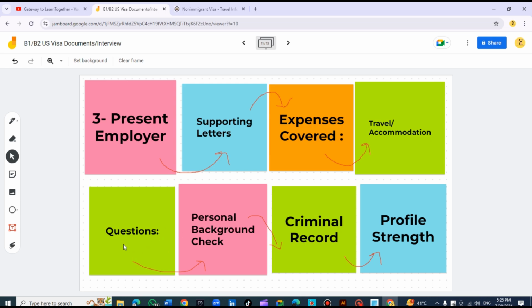And then the interview questions in this situation. They will be more focused on you, on why your present employer is sending you to the US for this purpose, for example, to attend a business conference on behalf of the employer. Maybe they are more interested in your personal background check, your criminal record, and then your profile strength. These will be their first priorities to make sure who you are. They will be more interested in yourself.